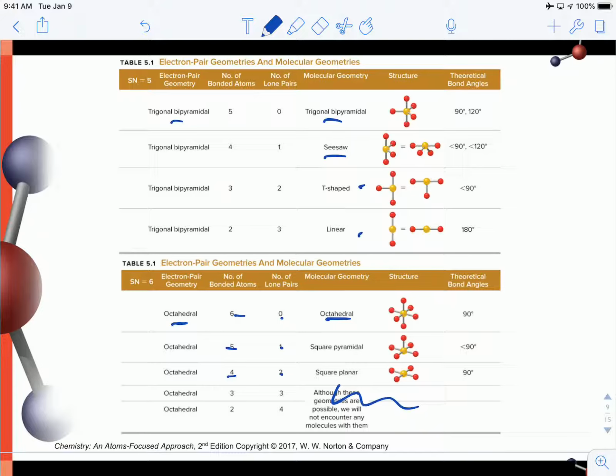This one winds up being linear. Your octahedral becomes a square pyramidal. You've got a square along this base here, and then it comes up to a pyramid. And then you've got square planar. It's all in one plane. So those just need to be memorized.